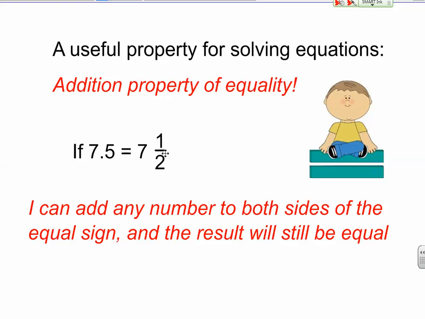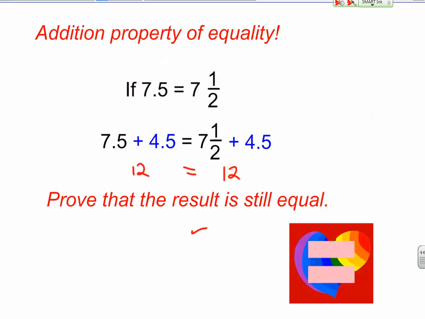If 7.5 equals 7.5, I can add the same thing to both sides. In this case, I added 4.5. So the addition property of equality simply says, if I add the same thing to both sides of an equation, think of the equal sign as both sides of the balance scale, then I maintain balance. So 7.5 plus 4.5 is 12, 7.5 plus 4.5 is 12. It proves that the result is still equal. So I can add the same thing to both sides of an equation, and that equality is preserved, or it stays.